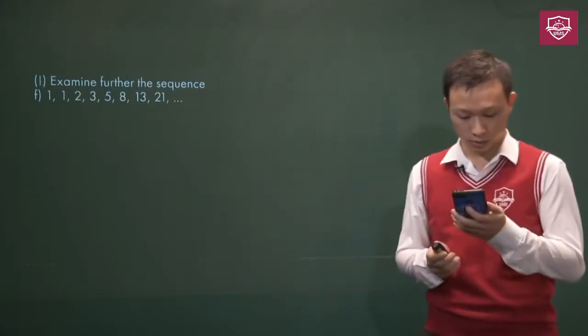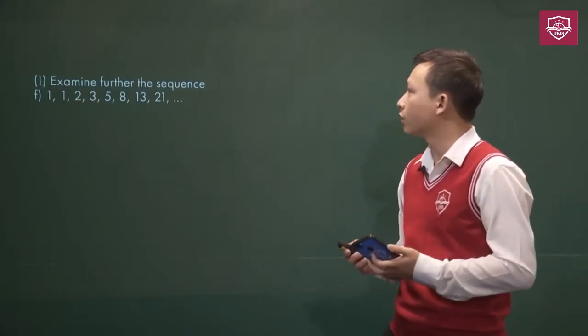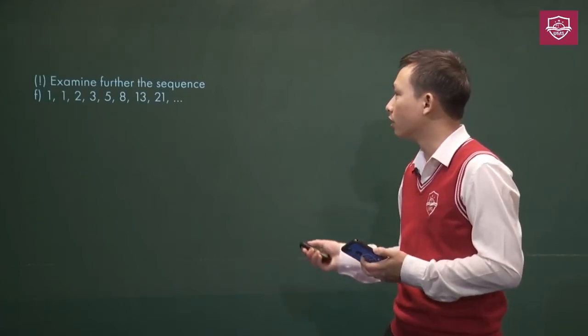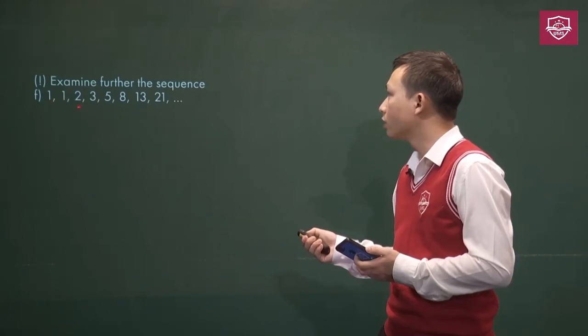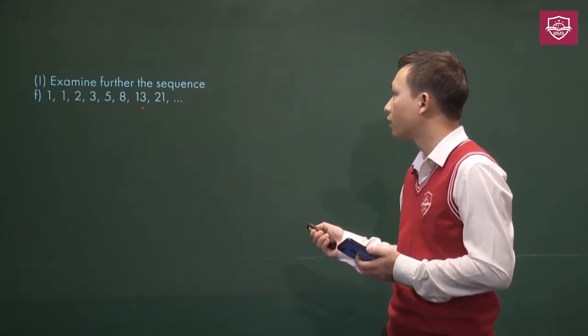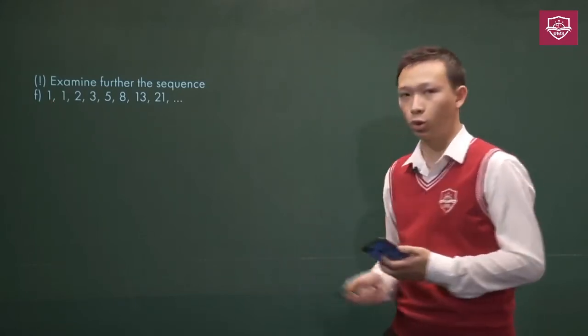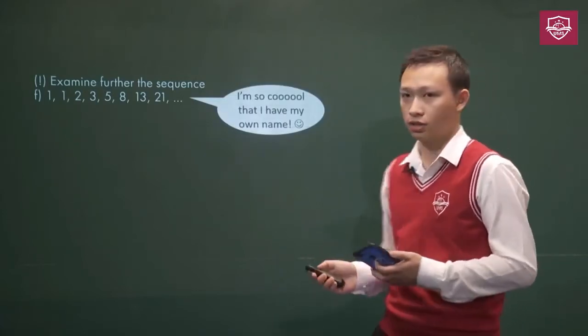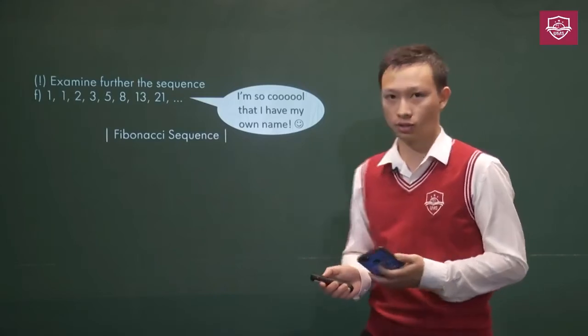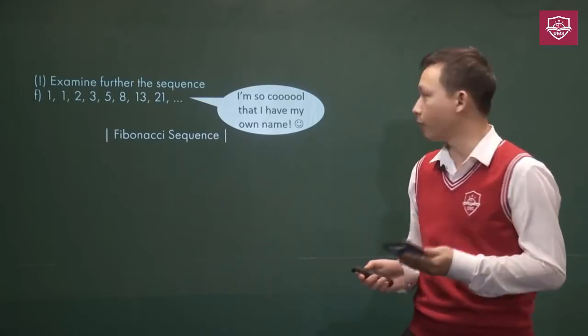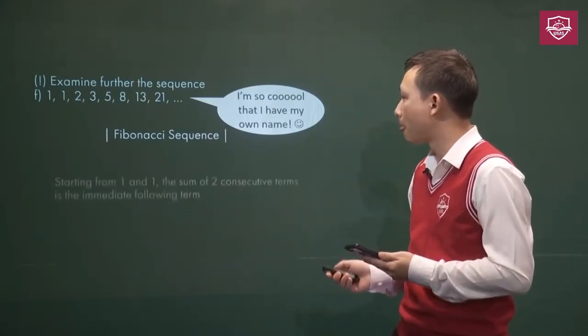Now I would like to examine further the sequence here. It is a very interesting sequence, a famous one. 1, 1, 2, 3, 5, 8, 13, and 21. It is so cool that it has its own name. It has the name of Fibonacci sequence. It is a very famous Fibonacci sequence.